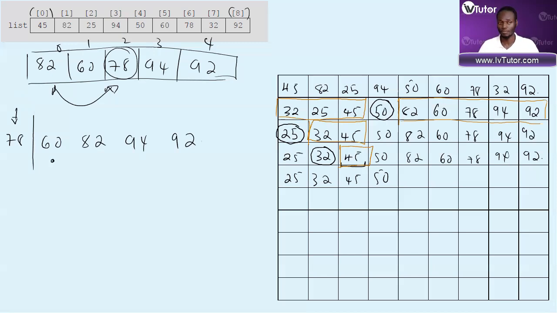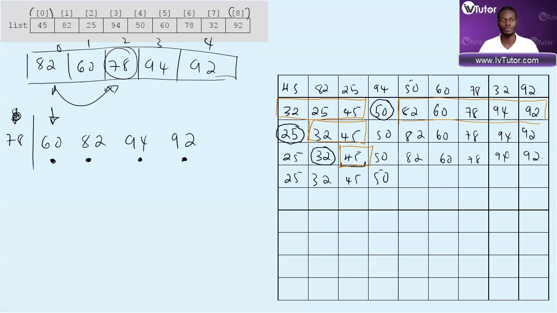60, is 60 less than the pivot? Yes, it is. Therefore, let's shift small index and let's swap. But well, it's the same number. So if we swap, nothing changes. We go to the next number. Is 82 less than the pivot? No, it's not. Is 94 less than the pivot? No, it's not. Is 92 less than the pivot? No, it's not. Therefore, we are done.